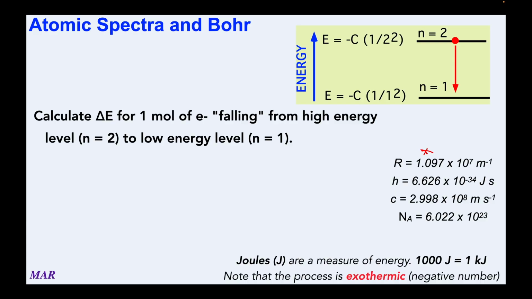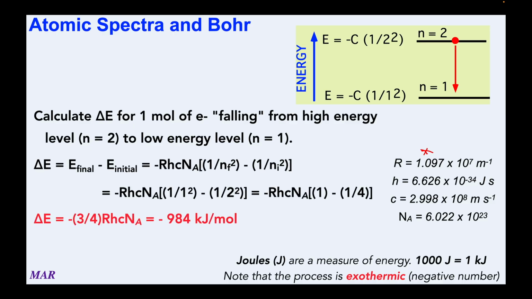Now, along the way, we're going to use some constants, and they're listed there on the right. R is the Rydberg. You don't need to know that. But the other three, I'm hoping, do look familiar. Planck's constant h, speed of light c, and N sub A is the symbol for Avogadro's number, 6.022 times 10 to the 23rd. And remember that joules are the measure of energy. 1,000 joules equals 1 kilojoule.